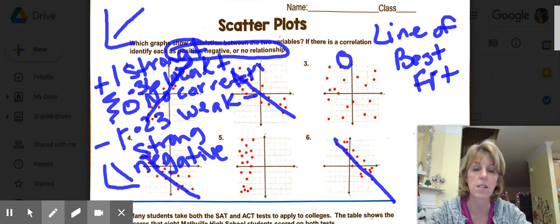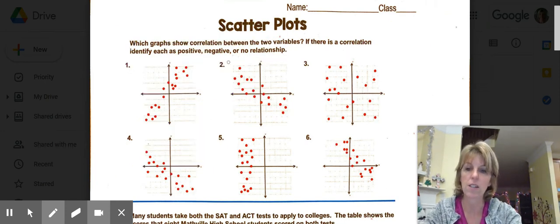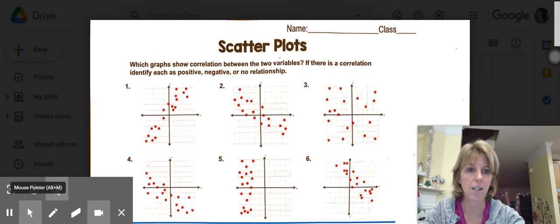So the number gives us an idea of how strong or how weak the correlation is. It's never greater than 1 and it's never less than negative 1. It's always between those two numbers. All right, so let's take a look at the example on the bottom down below here. We're going to do the front side together and the back side you're going to do on your own.